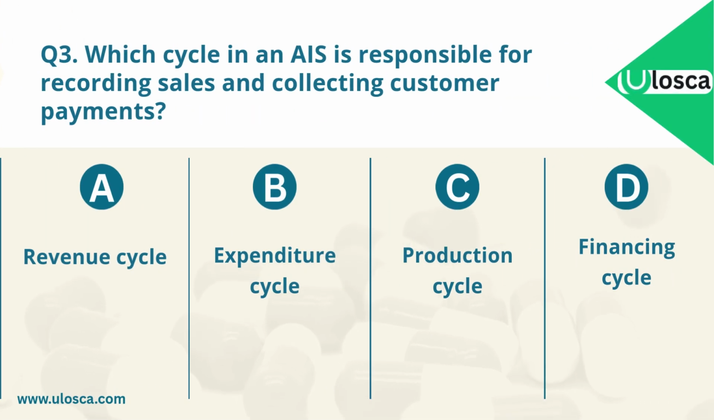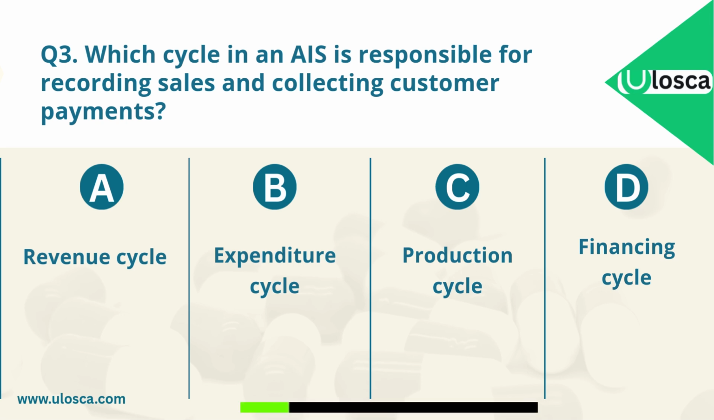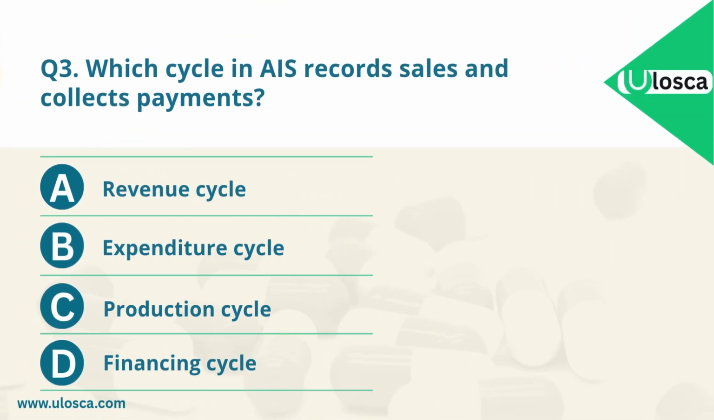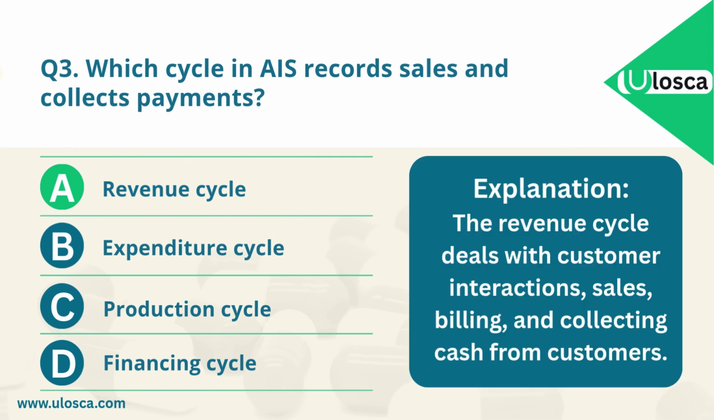Question 3. Which cycle in an AIS is responsible for recording sales and collecting customer payments? A. Revenue cycle. B. Expenditure cycle. C. Production cycle. D. Financing cycle. Which one is the correct answer? The correct answer is A. Revenue cycle. Explanation. The revenue cycle deals with customer interactions, sales, billing, and collecting cash from customers.